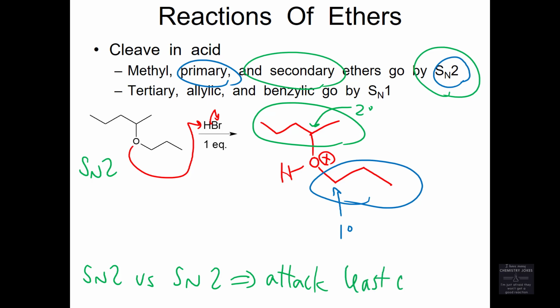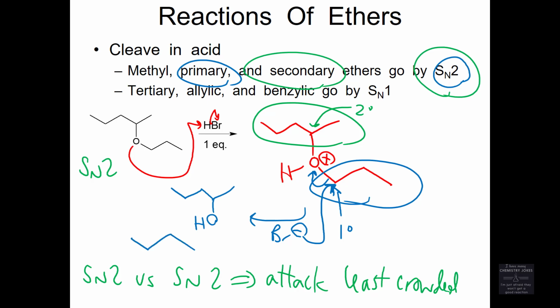least crowded, because the least crowded side is the best for SN2 substitution. And the least crowded side for us is primary. So bromide attacks that primary carbon, and lets go of that O. We get these two products. If we had excess HBr, yes, that alcohol could be substituted, but we've only got one equivalent, so we get those blue circled products as the only products.